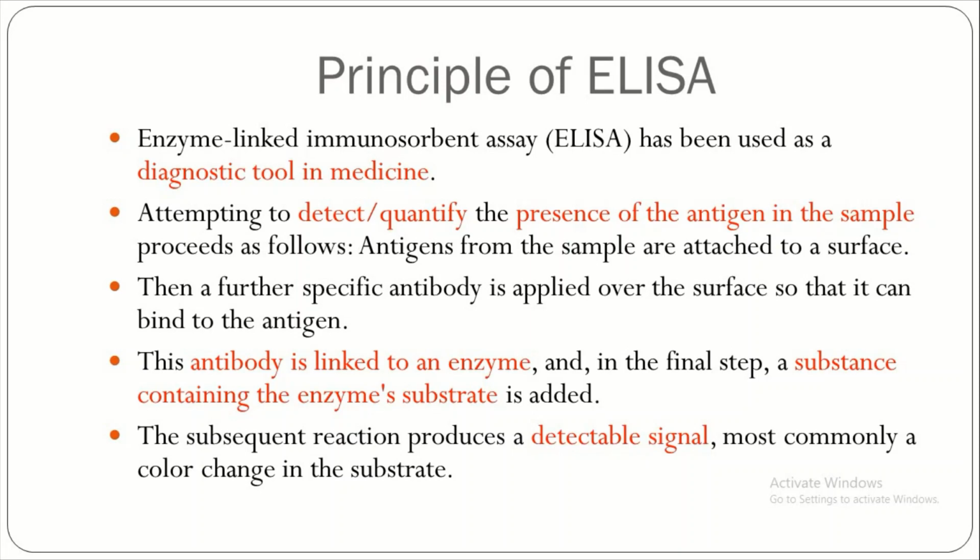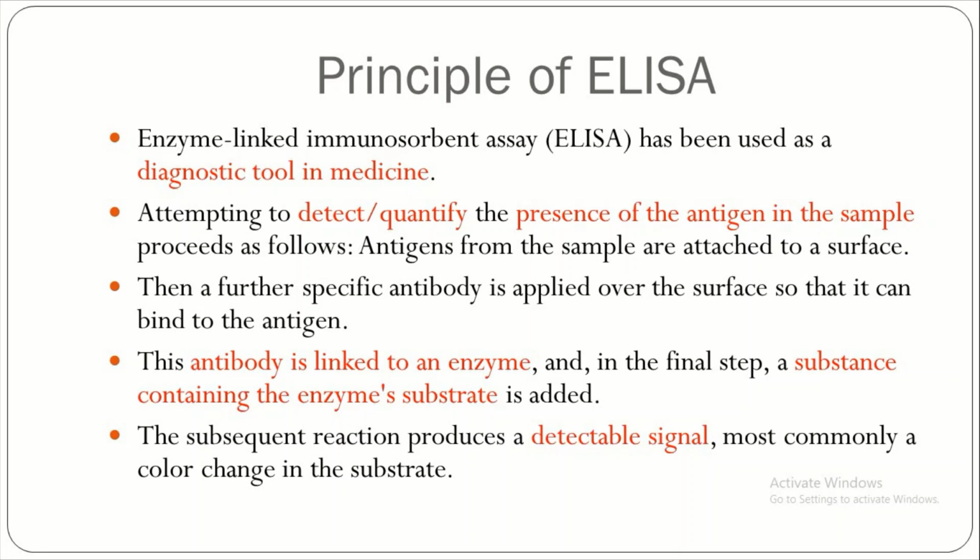So let us see the principle of ELISA. What is the principle behind ELISA? Generally, the basic principle of ELISA is antigen-antibody binding. Antigen and antibody bind together, and based on this simple principle, it helps to detect a variety of things. As I told you earlier, ELISA has been used as a diagnostic tool in medicine. It attempts to detect qualitatively or to quantify the presence of an antigen in the sample.